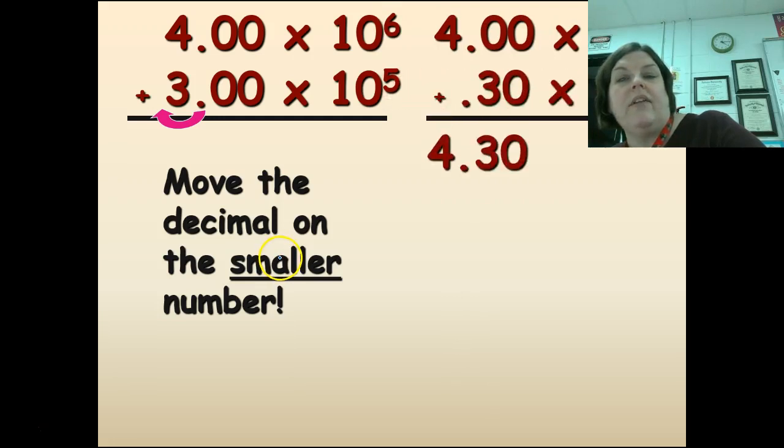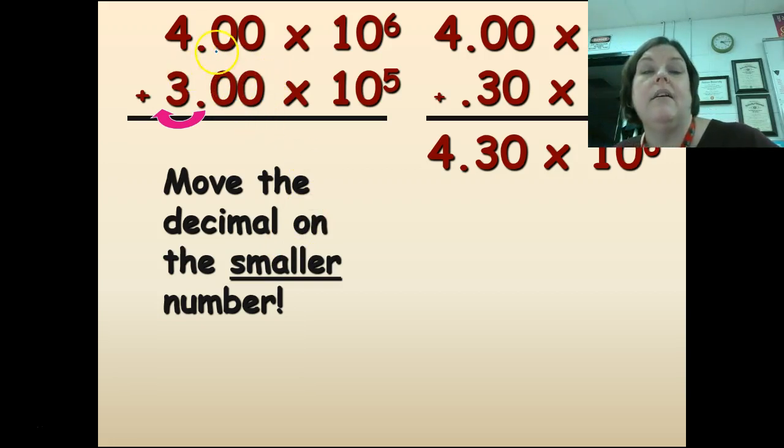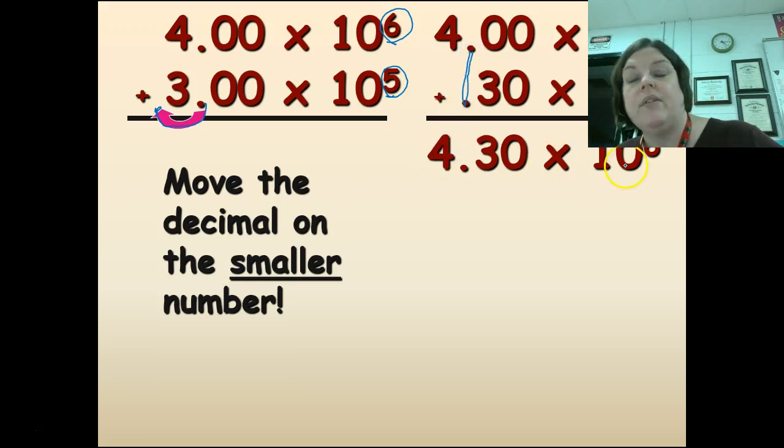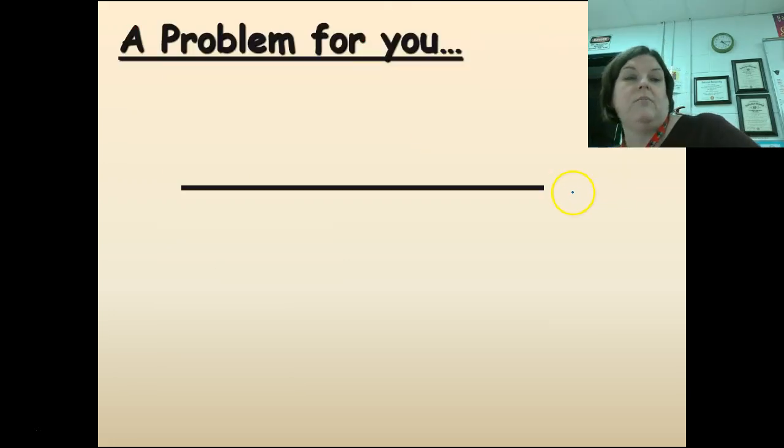Now I can add them together. I get 4.3 times 10 to the 6th. I'm doing the same exact process, but notice I had to change the 5 to the 6. I have to do that. And to do that, I've got to move my decimal place over one more place and take it out of proper scientific notation to align the decimal points together and be able to add those numbers correctly. So that's addition and subtraction.